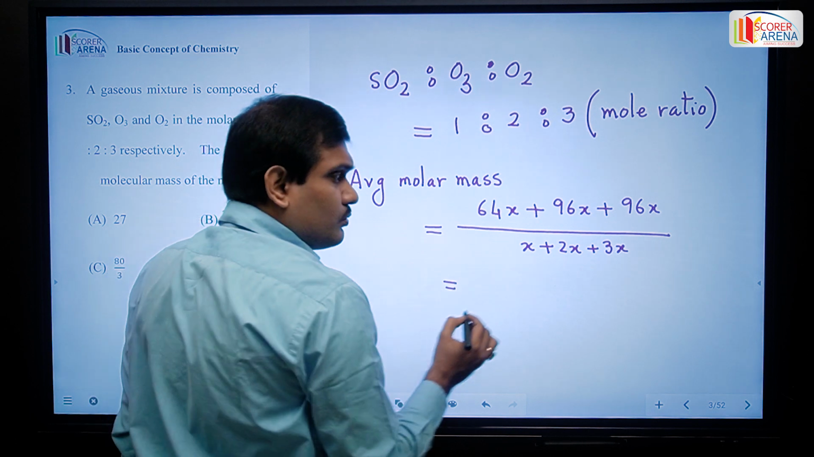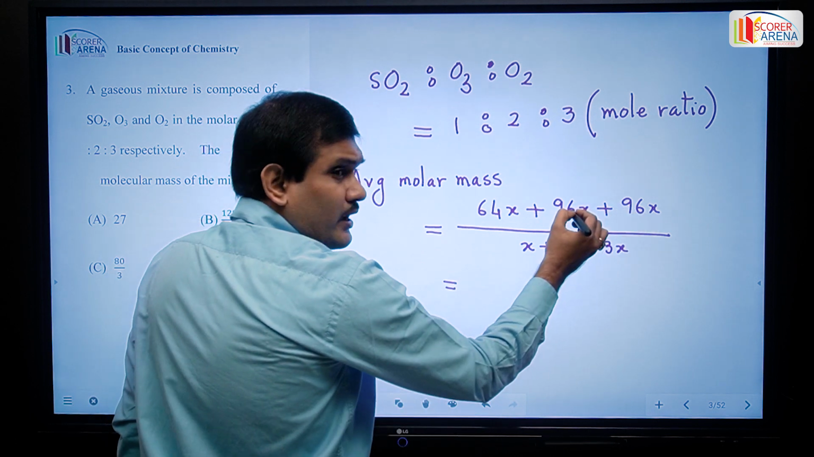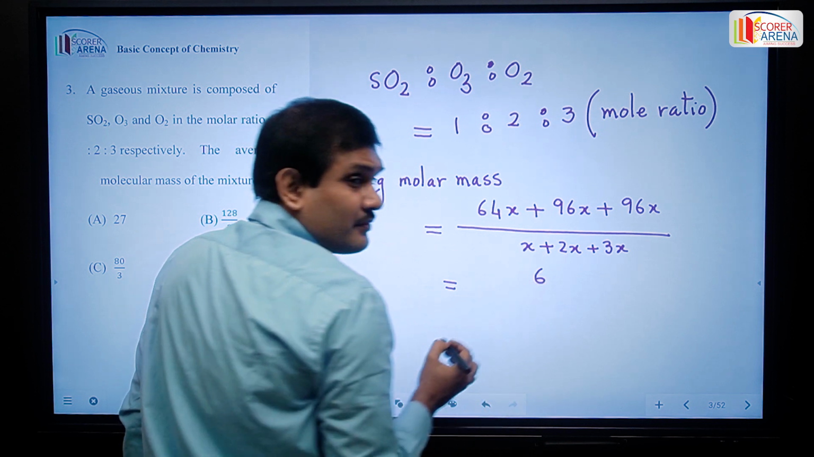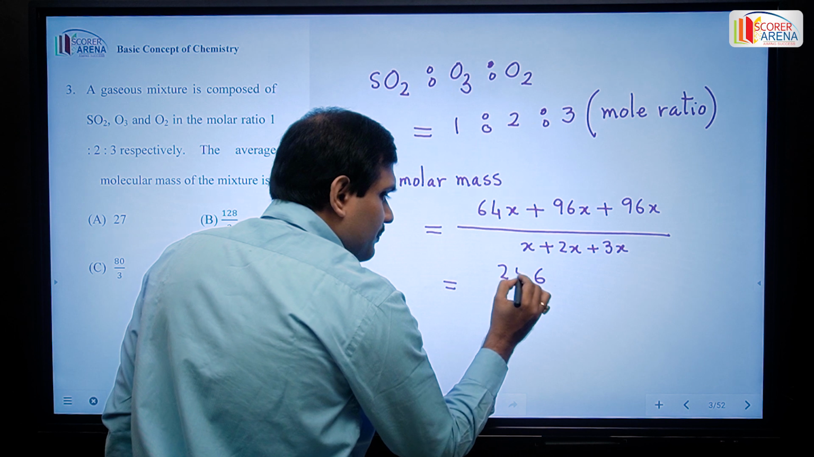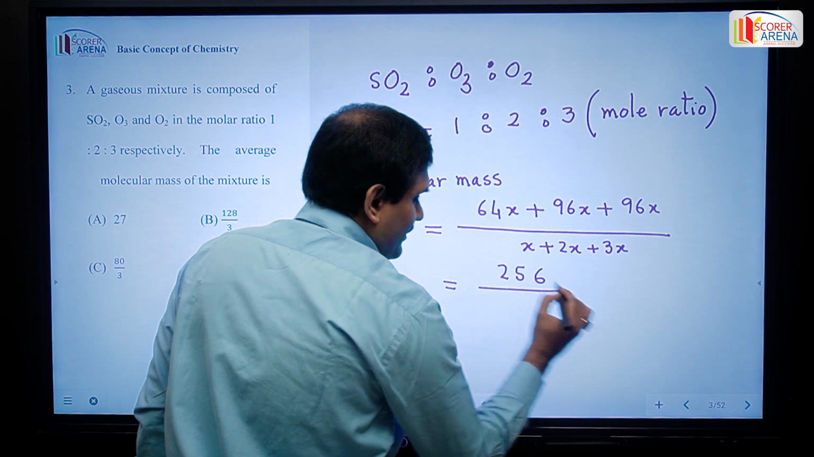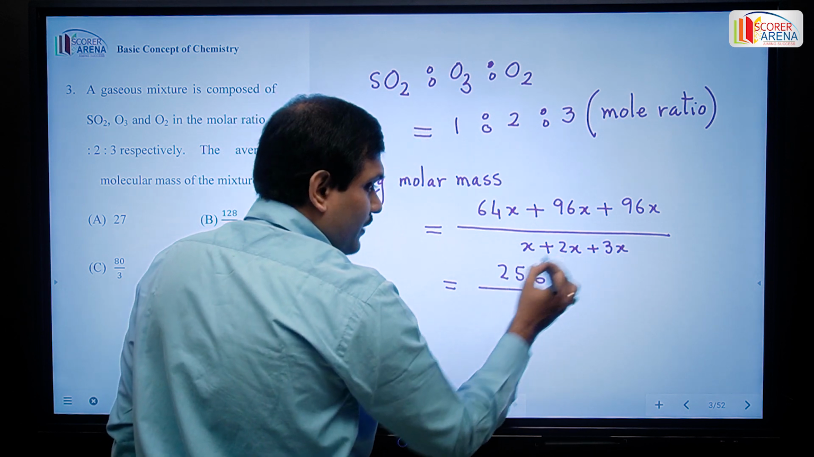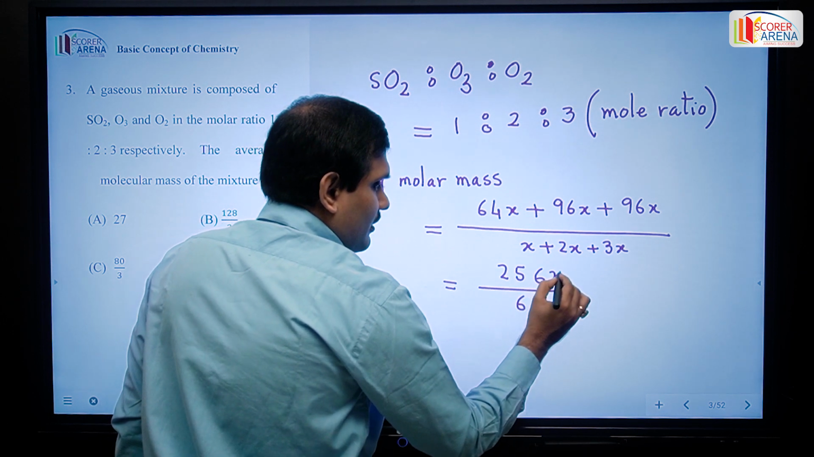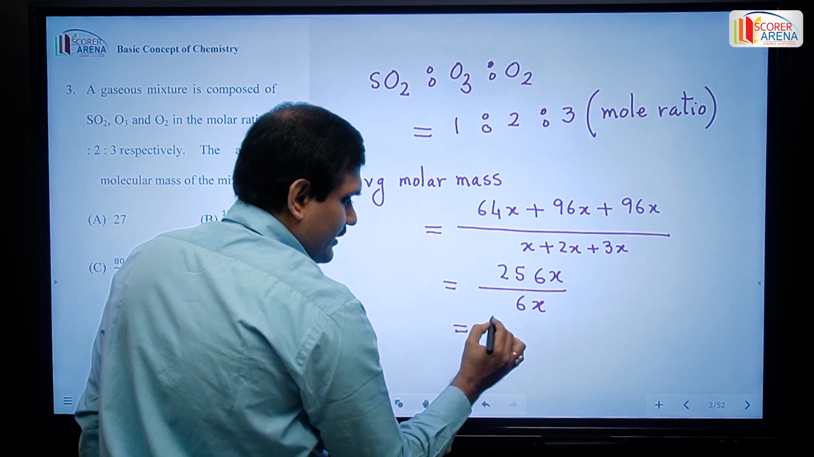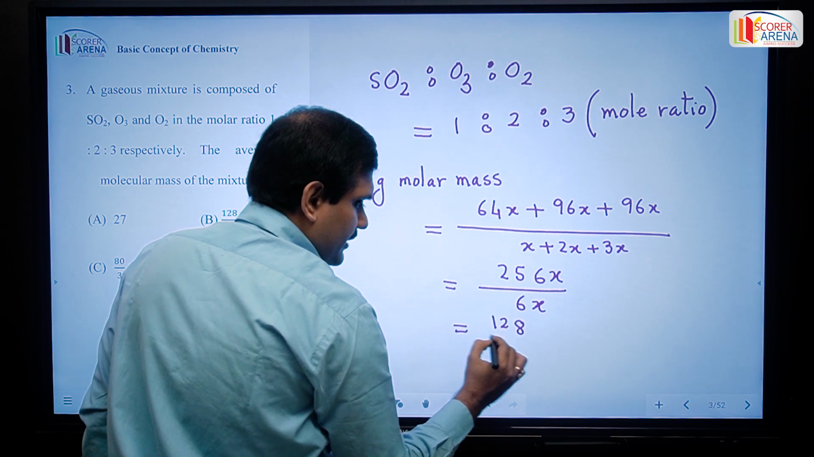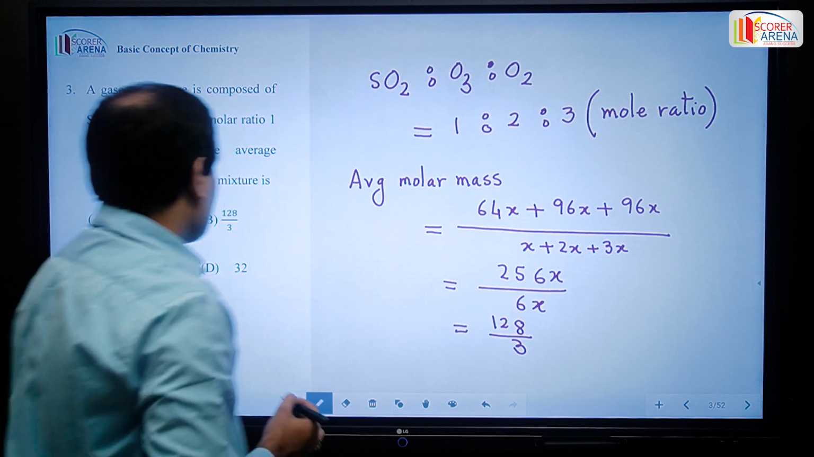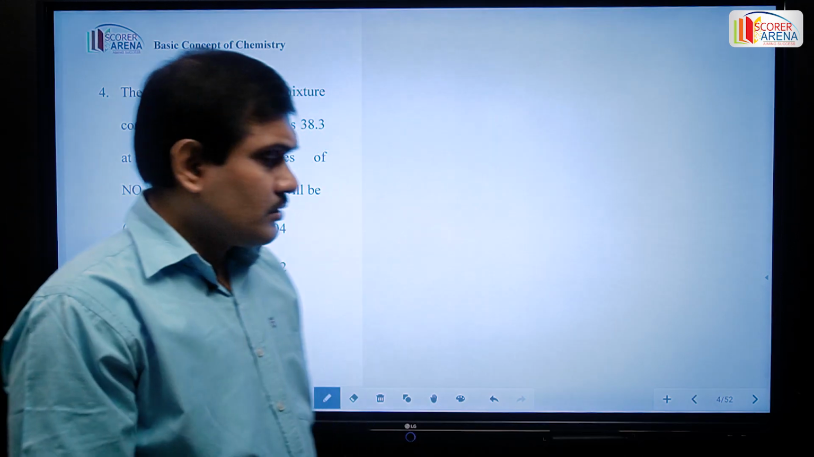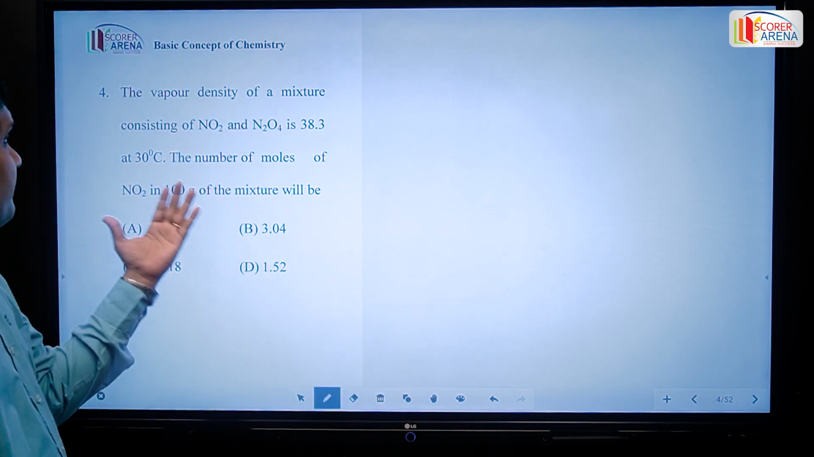It will be equal to 12, 12 and 4, which is 16. It will be 256 divided by 6. So cancelling, we can get the relation 128 by 3. So we have this option also, here also the option will be B. So I am moving to the next question.